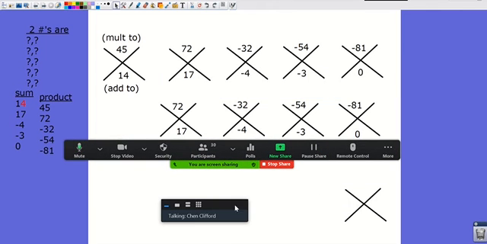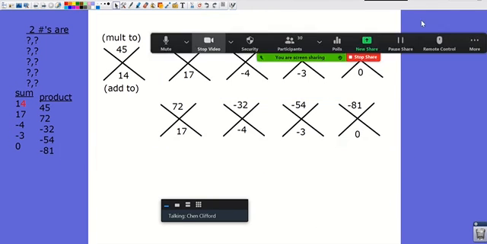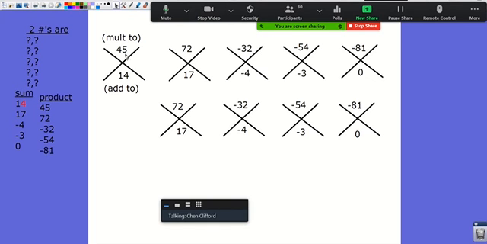So, you can think of this kind of like a game, so to speak. Okay. I'm thinking of two numbers that multiply to 45. Okay. And then add to 14.